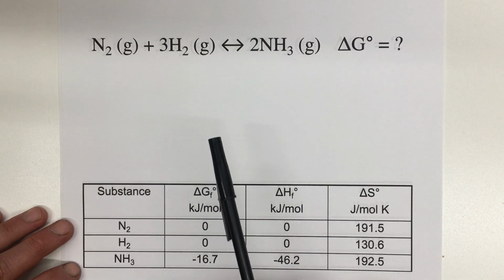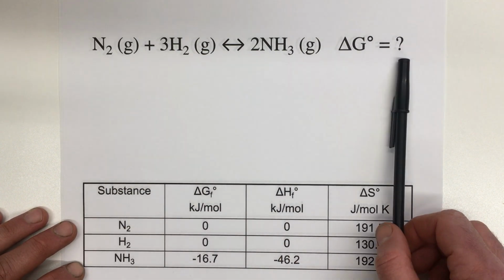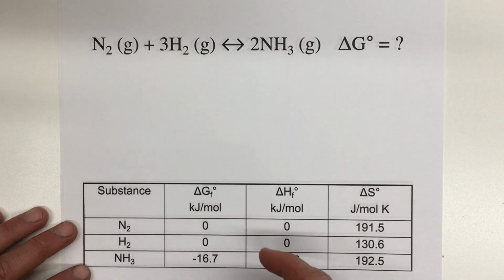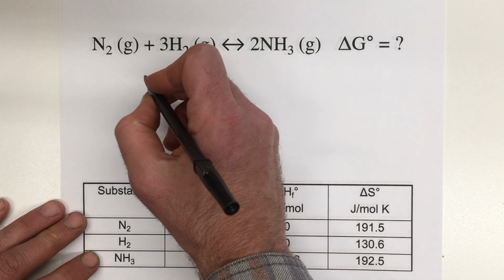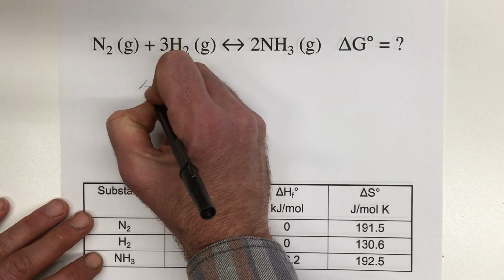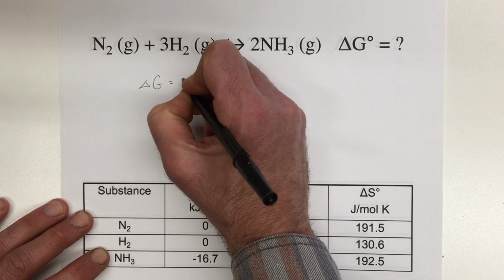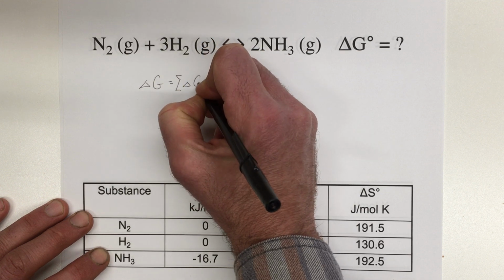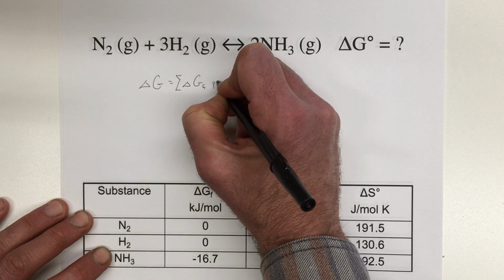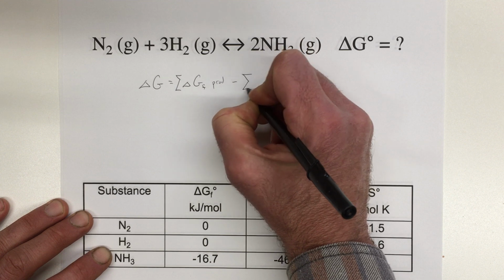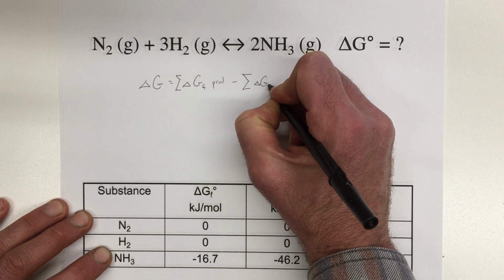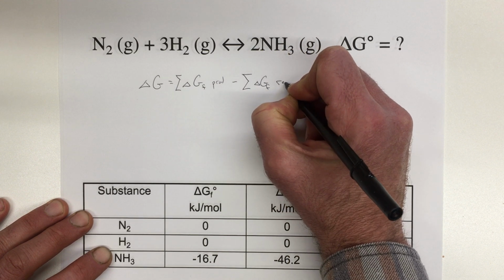All right, so here we have an equation. We want to find delta G for it. And we're first going to do that using the equation that we just looked at. So delta G of the reaction is equal to the sum of delta G of formation of your products, minus the sum of the delta G of formation of your reactants.